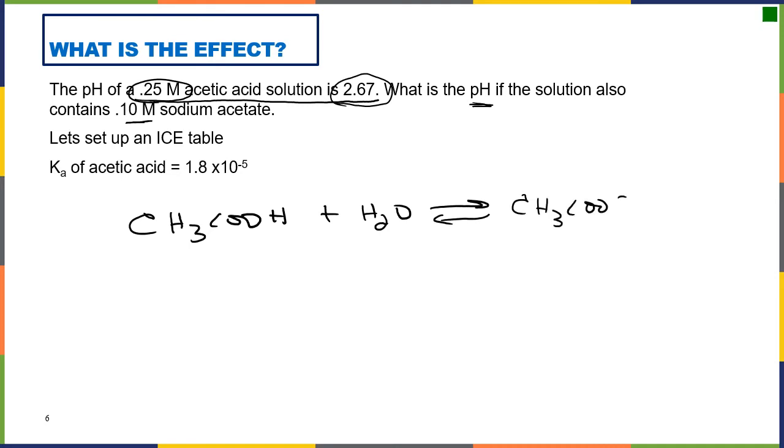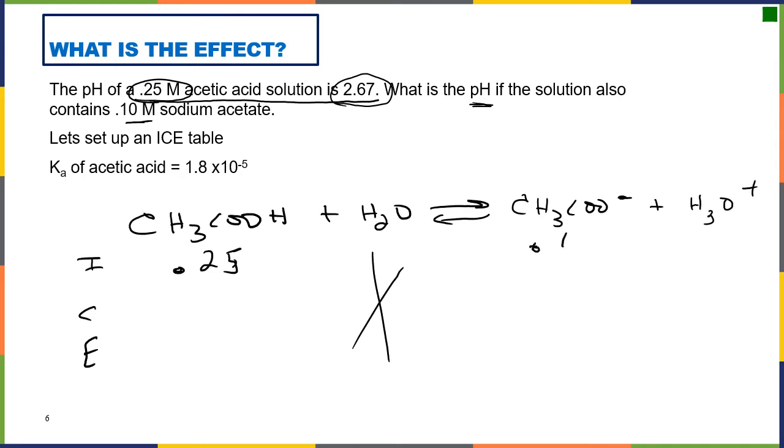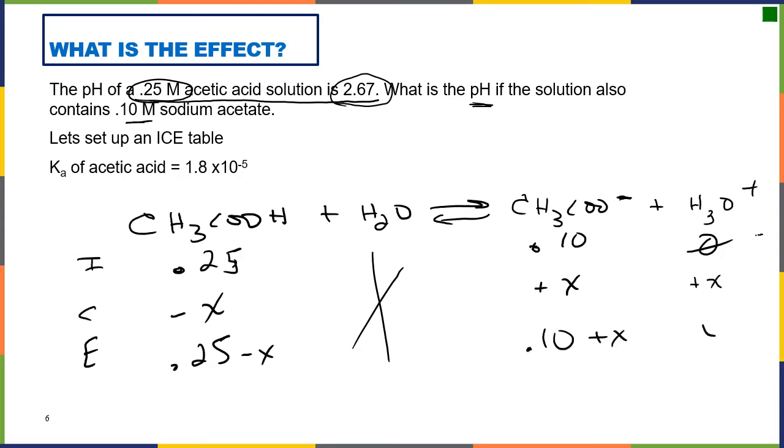We haven't actually added anything to change the moles amount of this yet. So we're going to have CH3COO minus and hydronium. We're going to do our ICE. We're going to start out with 0.25 of this. We're going to ignore water because it's a pure liquid. And now we've added some of the conjugate base. We're going to assume 0.10 to start, minus x, 0.25 minus x, plus x. And we know we've got to shift the equilibrium to the right. Can't have zeros in equilibrium. 0.10 plus x and x.